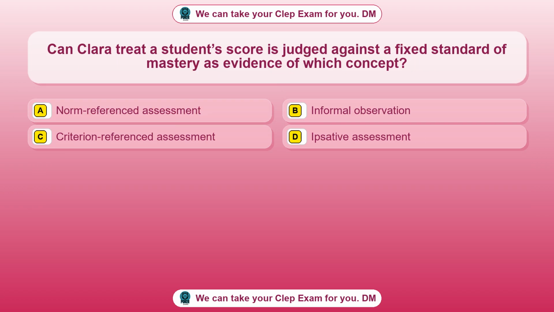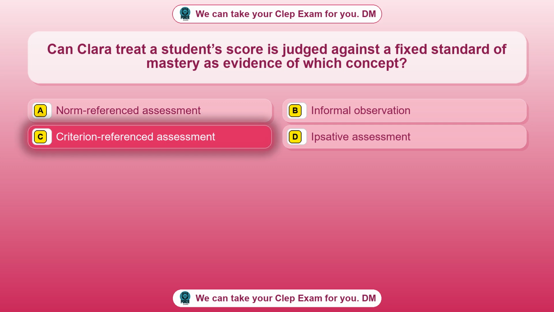Question 54. Can Clara treat a student's score judged against a fixed standard of mastery as evidence of which concept? Option A, norm-referenced assessment. Option B, informal observation. Option C, criterion-referenced assessment. Option D, ipsative assessment. The correct answer is option C.